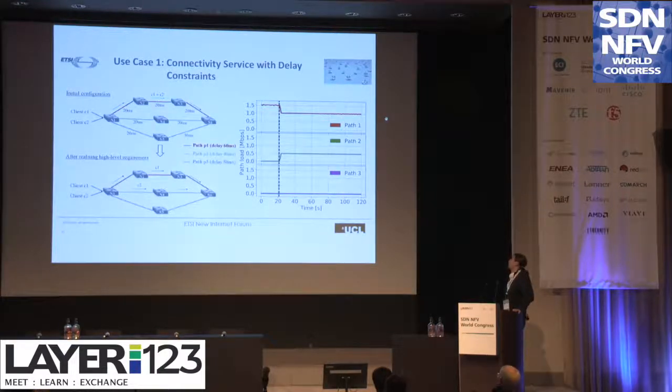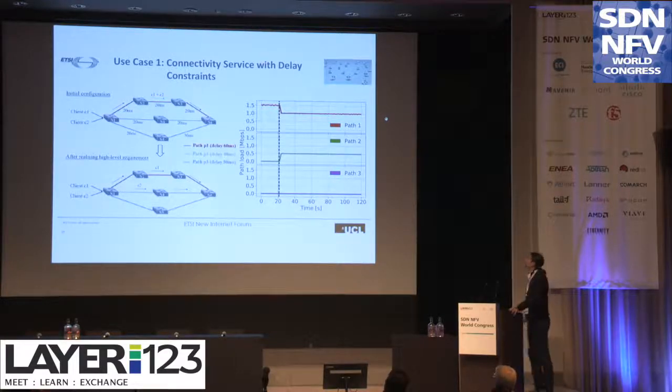Right, so the first use case is the connectivity service with some delay constraints. Simple topology here. Initially, we have two clients sending traffic from node 1 to node 6. There are no delay requirements to start with, so all traffic is sent over this path. There are 3 paths here that have already been established. The path on the top, the red one, has a delay of 60. Path 2 has a delay of 40, and the last one of 50.